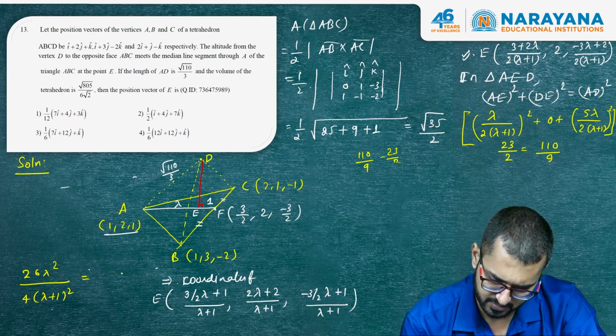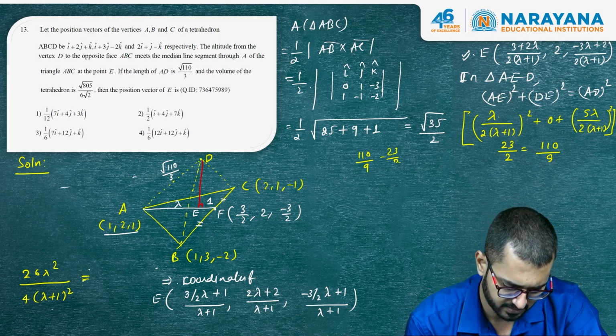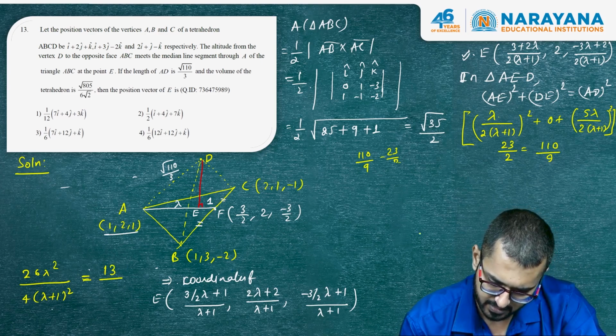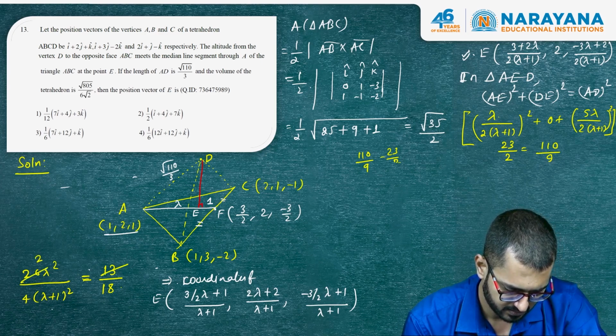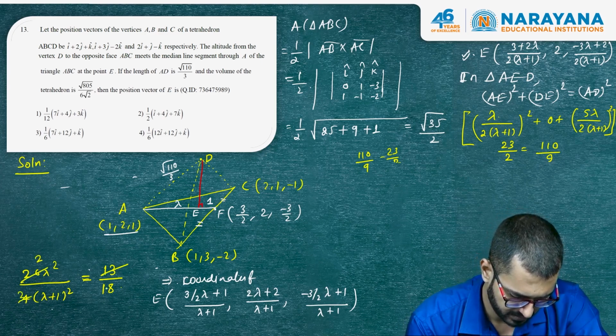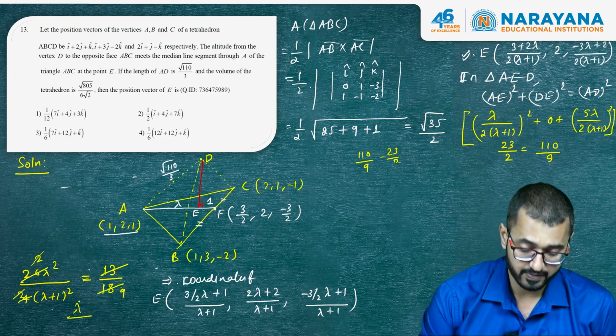So 207 minus 220, so this thing can be written as further 13, and then by 9 into 2 is 18. So 13 by 18. So yes, we can cancel now 13, and this 2 will be gone, and this 2 and this 9 will be gone. This 2 is also gone. Okay, so yeah, nice. So now we'll find the value of lambda.